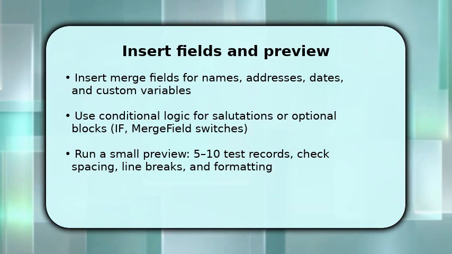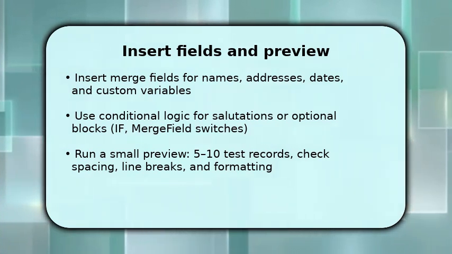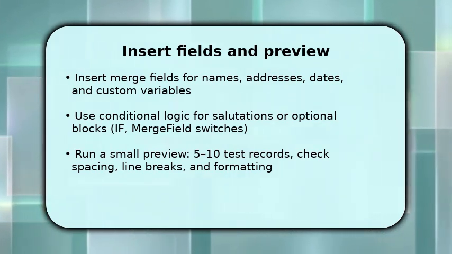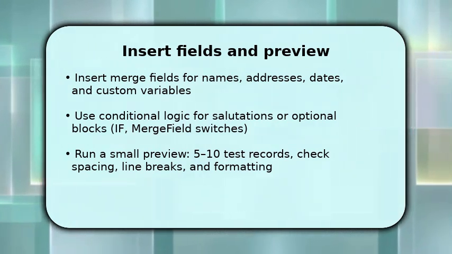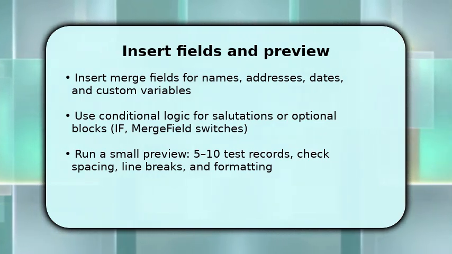Once fields are in, generate a preview of 5-10 records and scan for broken lines, extra spaces, or wrong capitalization. Make adjustments to field formatting and paragraph styles, then re-preview. This middle step prevents mass errors and ensures personalization reads smoothly for every recipient.